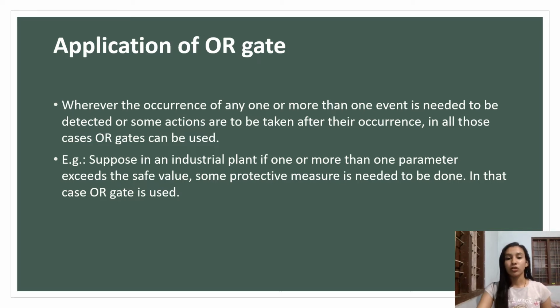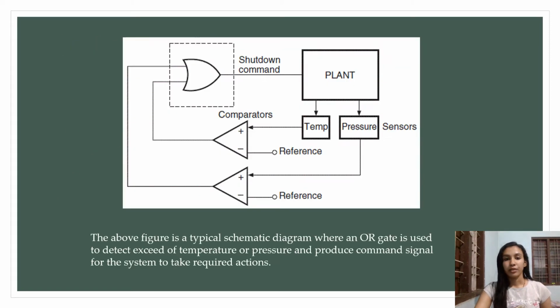I'm going to show this with the help of the diagram. Here we're using an OR gate, and using this OR gate, we can detect whether the temperature is exceeded or the pressure is exceeded, so that we can produce a command signal for the system to take the required action. So this is the OR gate that we used in this system.